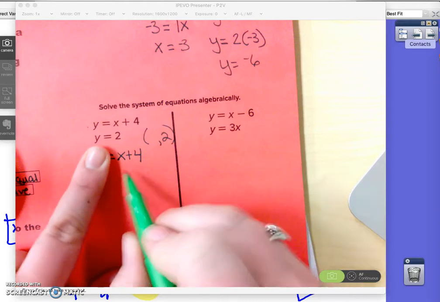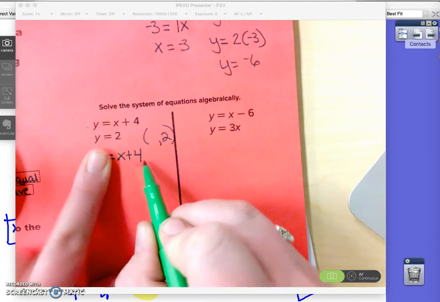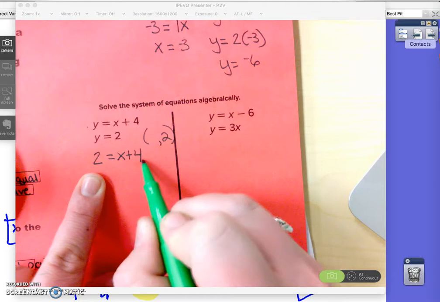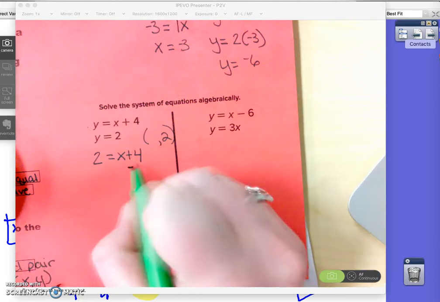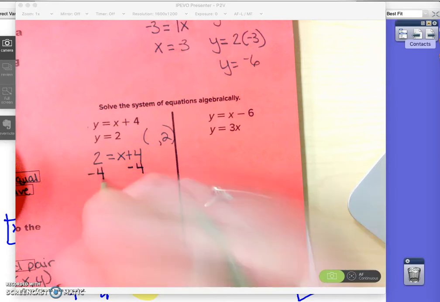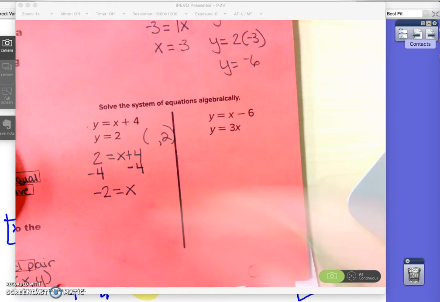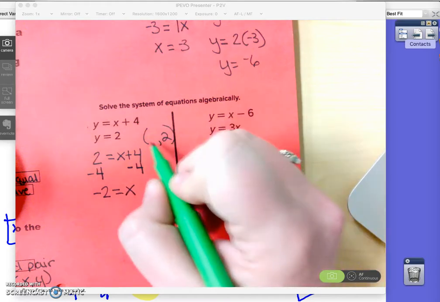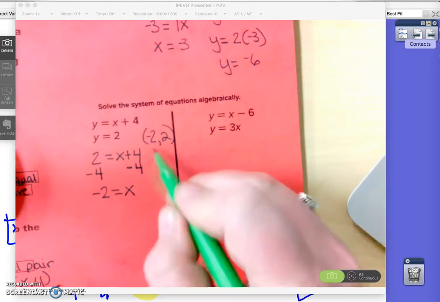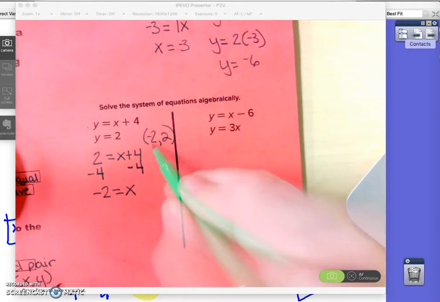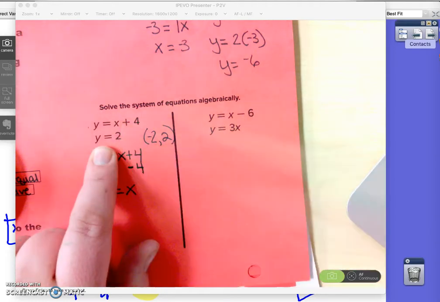Well, if you think about it, when I add a number, or if I add 4 to a number, and this number is smaller than this number, x has got to be negative. But let's see. If we subtract 4 from both sides, I get negative 2 equals x. And that would be true. So negative 2 is my x. And I'm going to replace what I found for x into here. This here should make both of these equations true.